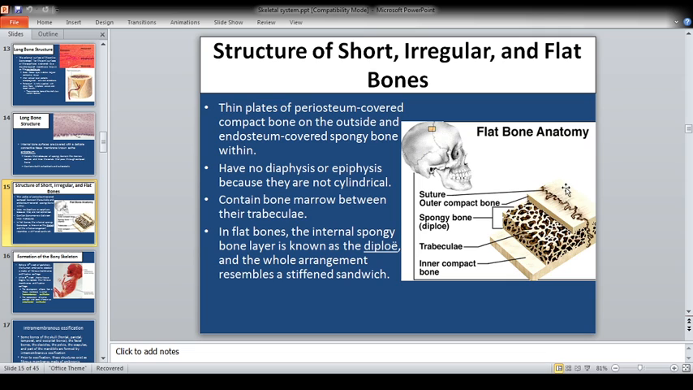And the outermost layer would be periosteum, and this would be covered by endosteum. They have no diaphysis or epiphysis because they are not cylindrical in shape. They contain bone marrow between their trabeculae in here, whereas in long bones it was in the center. In flat bones, the internal spongy bone layer is known as the diploe, and the whole arrangement resembles a stiffened sandwich, as you can see.